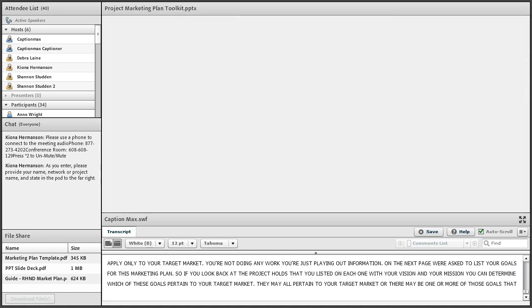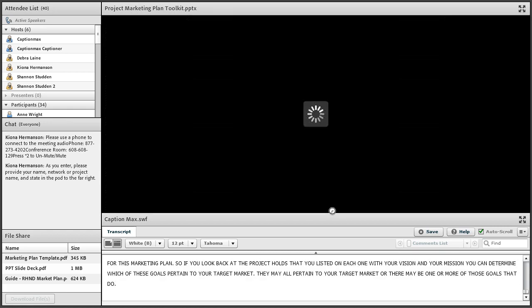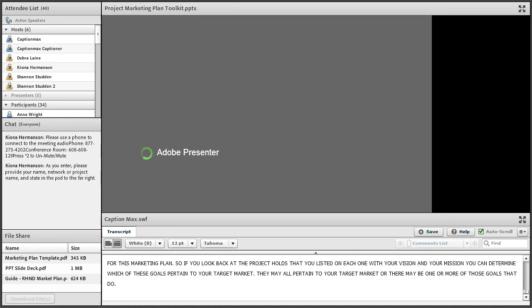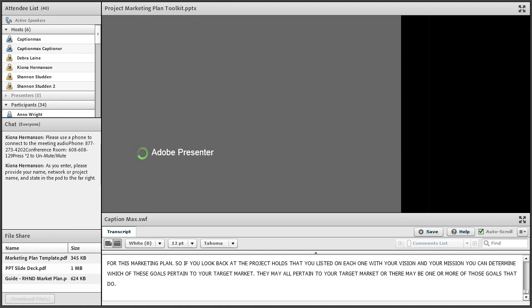On the next page, you're asked to list your goals for this marketing plan. So if you look back at the project goals that you listed on page 1 with your vision and your mission, you can determine which of these goals pertain to your target market. They may all pertain to your target market, or there just may be one or more of those goals that do.